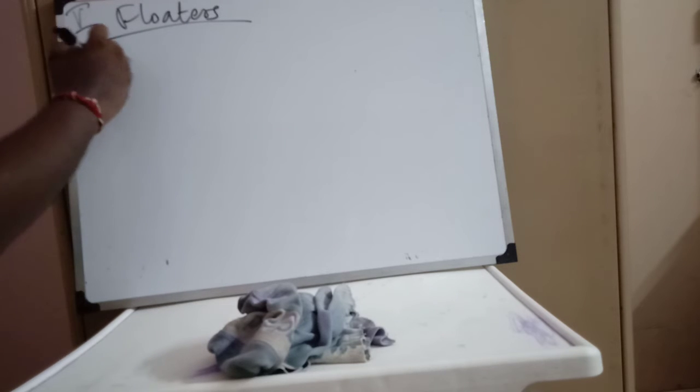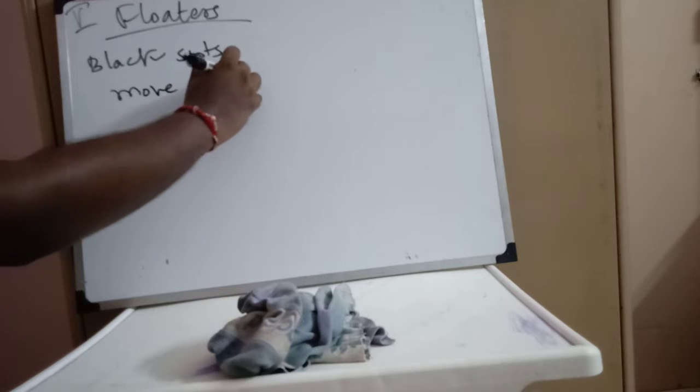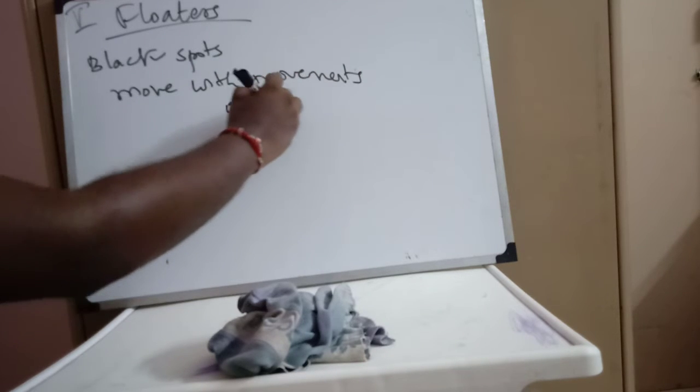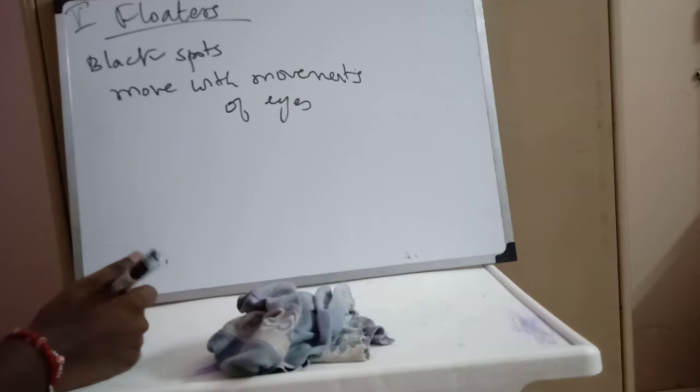So what are floaters? Floaters are black spots which are going to be in front of the eye, which are going to move with the movement of the eyes.